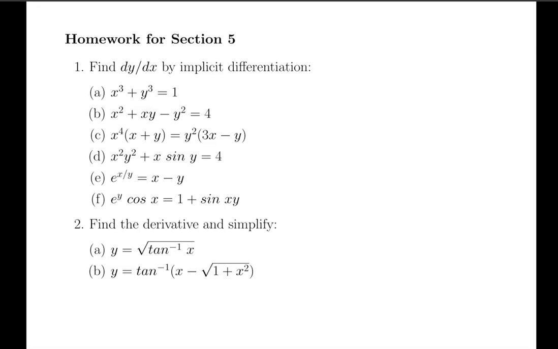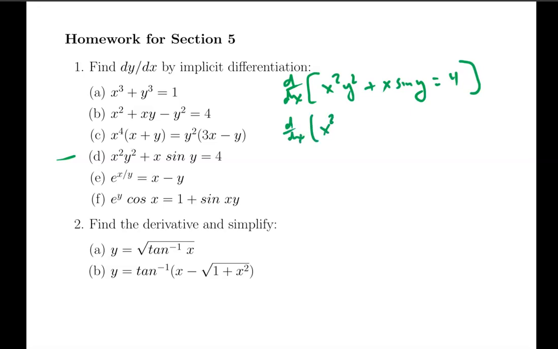Let me just do, let's just do this one. Okay. So let's take a derivative, again with respect to x, of x squared y squared plus x sine y is 4. And again, just go left to right. So that's x squared y squared plus the derivative of x sine y is equal to the derivative of 4.